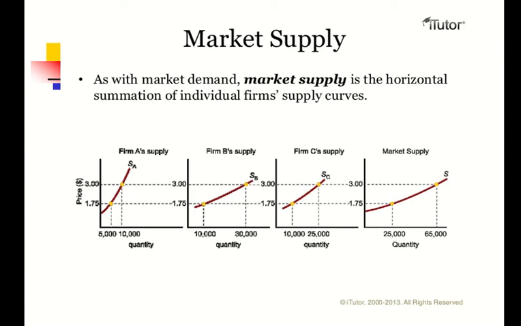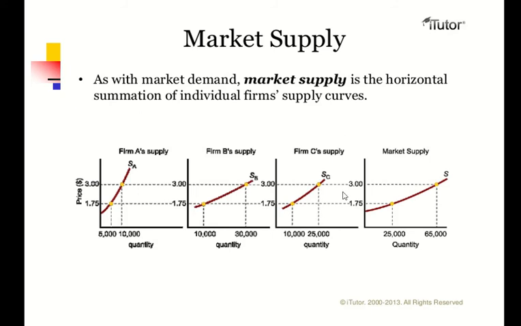When we pick any price, let's pick any price arbitrarily, so if you pick $3, for example, at $3, you can see that Firm A is willing and able to sell 10,000. At $3, Firm B is willing and able to sell 30,000. At $3, Firm C is willing and able to sell 25,000.